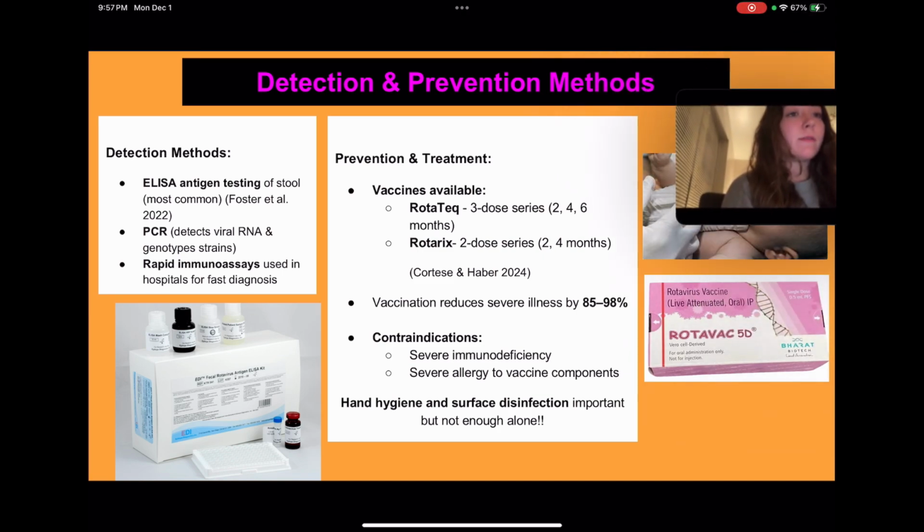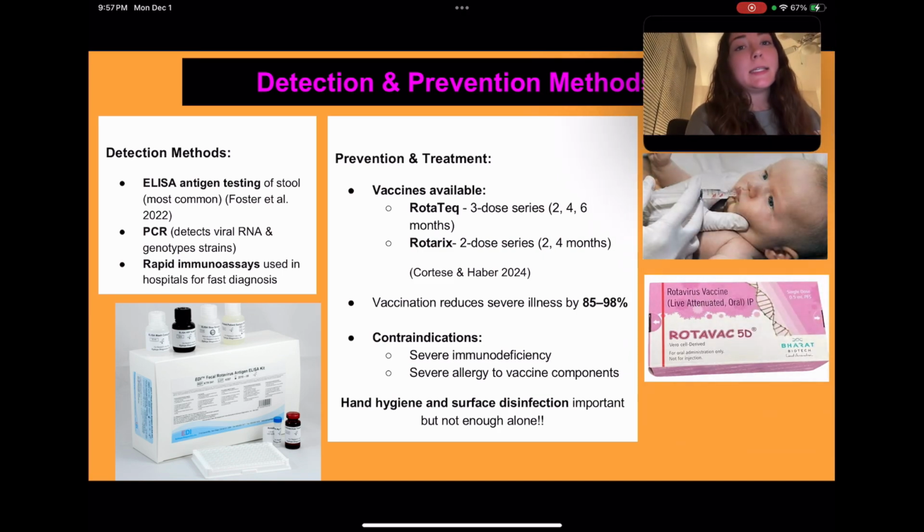Detection and prevention methods. Detection methods. We just talked about this in class today, but correct me if I'm wrong.